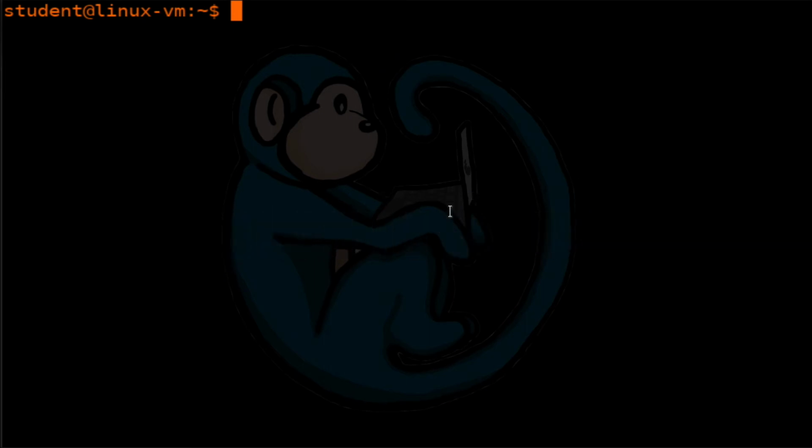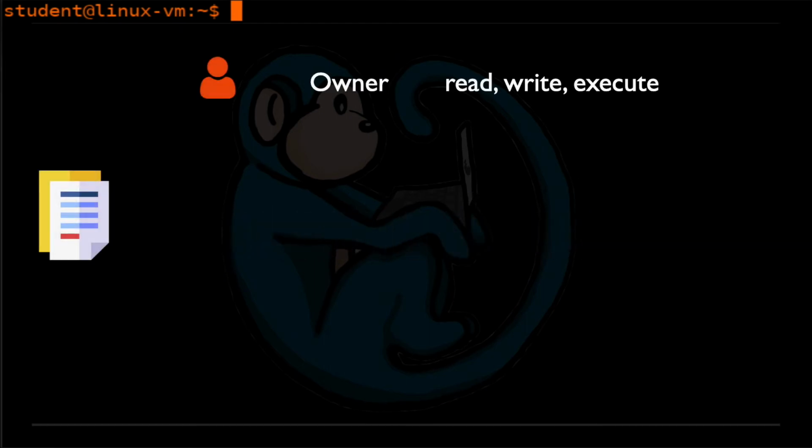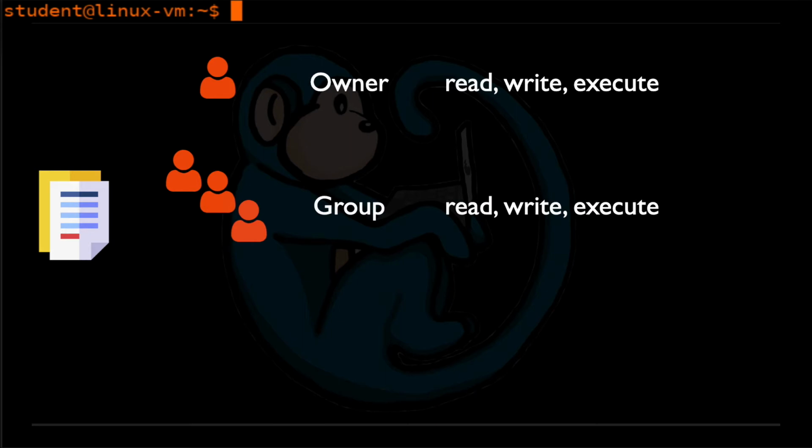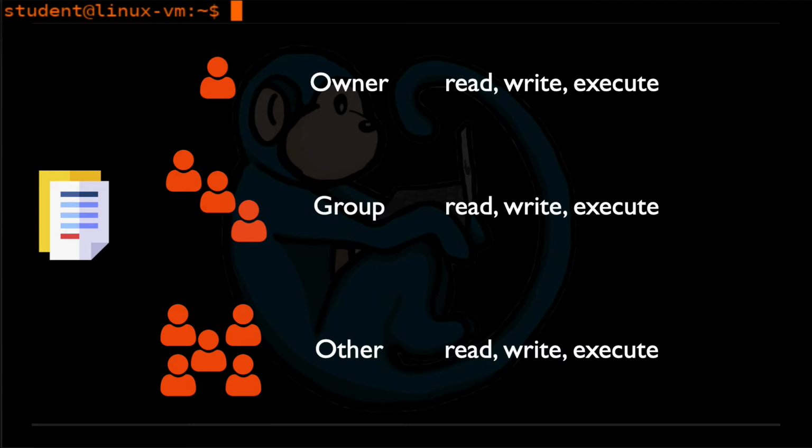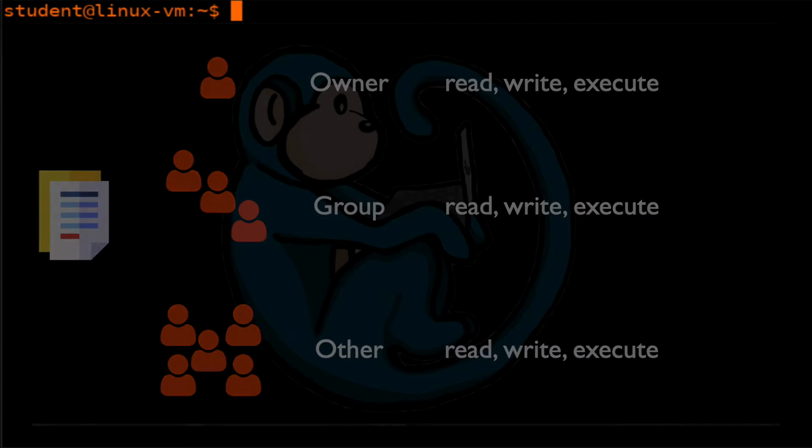In the Linux world, each file will have an owner that will have certain privileges on reading, writing, or executing that file. Each file will also have permissions that allow a group of users to have privileges of reading, writing, or executing that file. And lastly, each file will have permissions for everyone else who is not the owner and not part of the group to read, write, and execute.